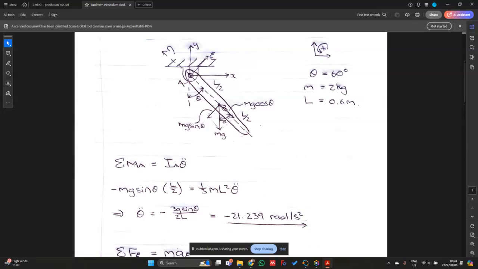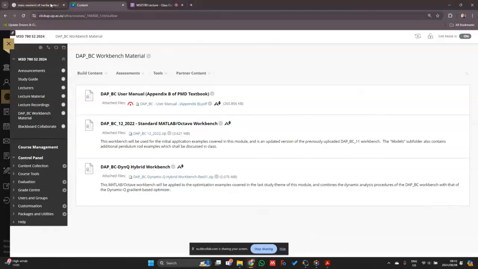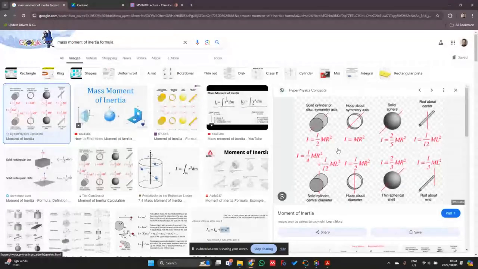In this case, since I'm applying the moment about point A, I also need the mass moment of inertia about point A. So depending on where you apply your moment equilibrium, you need to use that specified mass moment of inertia. If we look back at a few general formulas for the mass moment of inertia, you'll see that we have the calculation of that moment of inertia about the center, and then we also have it about the end. In our case, we're going to use the moment of inertia about the rod end, so that will be this 1/3 ml squared.